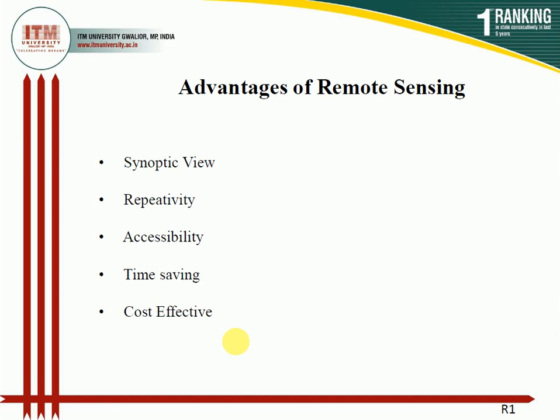Accessibility to a broad area, to a difficult terrain or valley region or hill region, can be made with the help of remote sensing. We can get data very quickly as compared to other techniques. So it is a time saving and cost effective technique, because we get a large amount of data in a very small time.